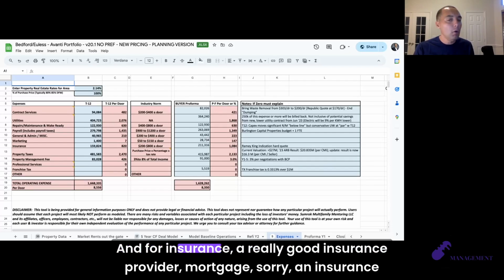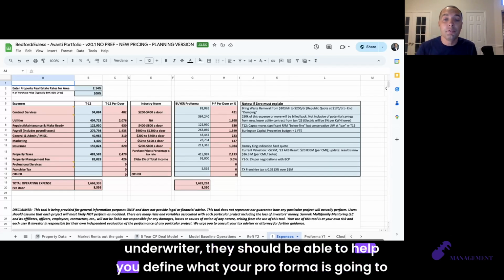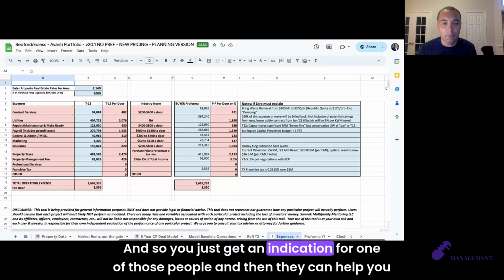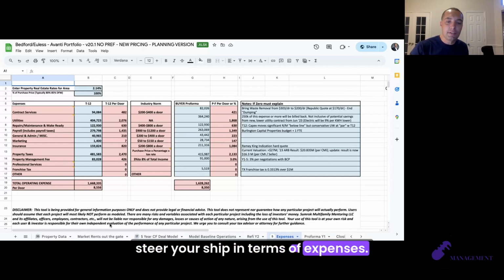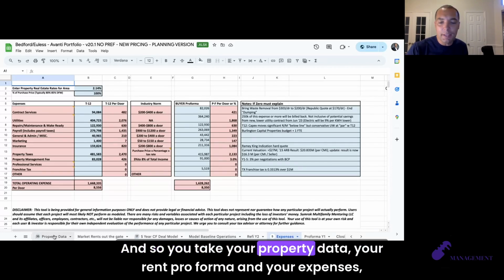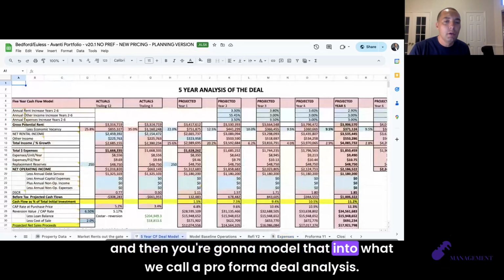And for insurance, a really good insurance provider, an insurance underwriter, should be able to help you define what your pro forma is going to look like. So you just get an indication from one of those people, and then they can help you steer your ship in terms of expenses. And so you take your property data, your rent pro forma, and your expenses, and then you model that into what we call a pro forma deal analysis.